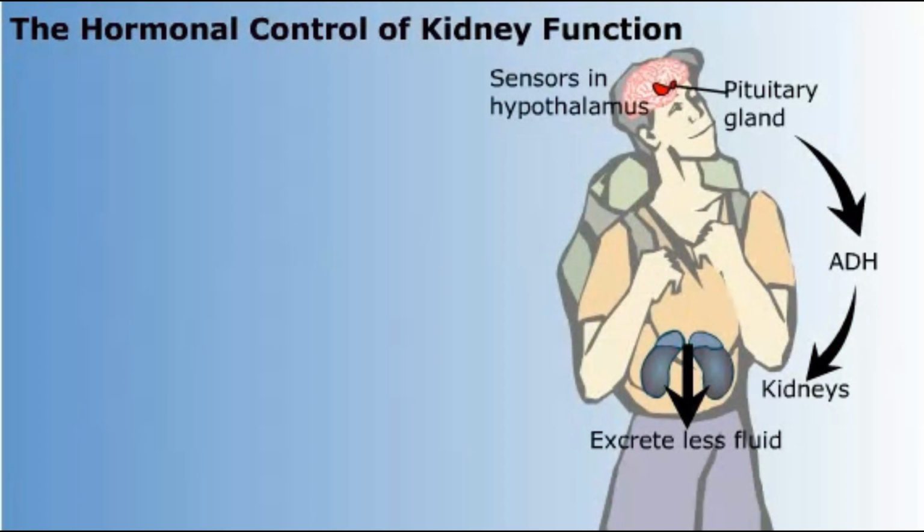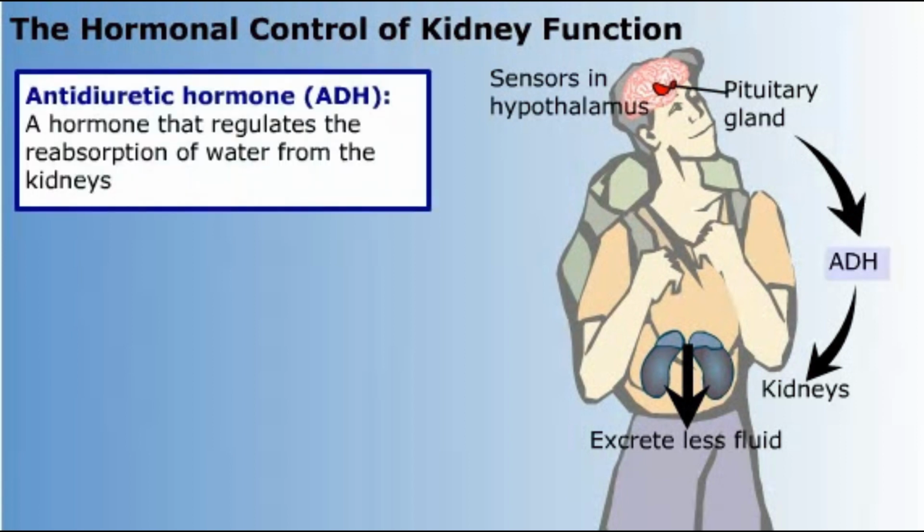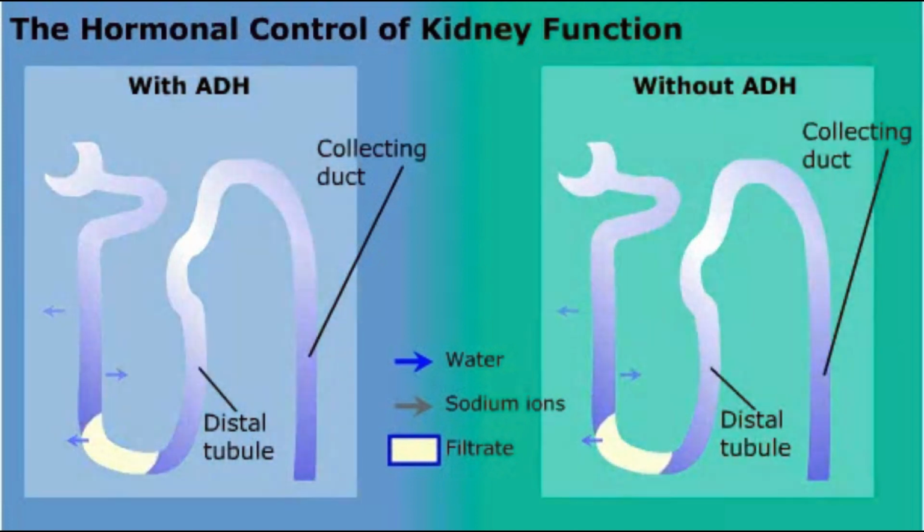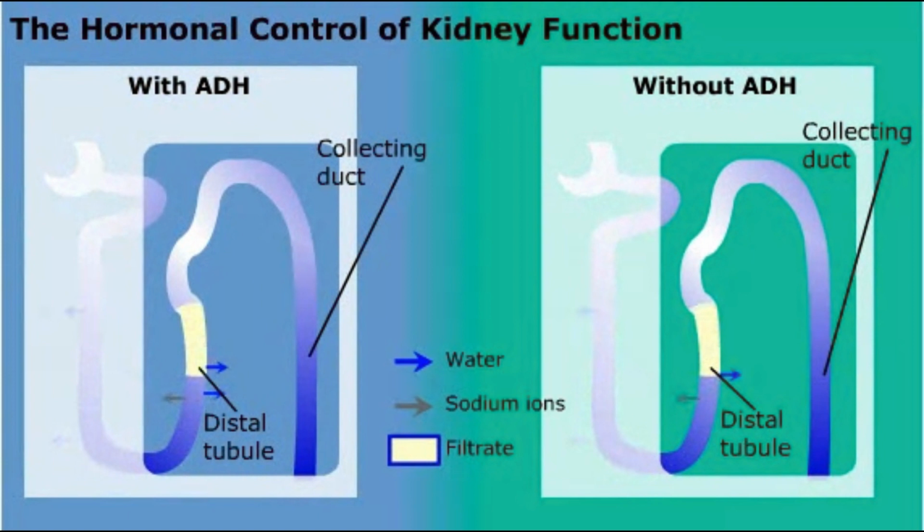When there is less water in your body fluids and the salt concentration of the blood increases, you become dehydrated and begin to feel thirsty. Specialized neurons in the hypothalamus of the brain trigger the pituitary gland to secrete a substance called ADH, or antidiuretic hormone. ADH travels in the bloodstream to the kidneys. Its presence increases the permeability of the distal tubules and collecting ducts to water, so more water is reabsorbed.